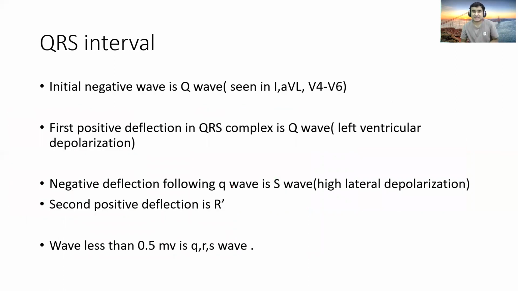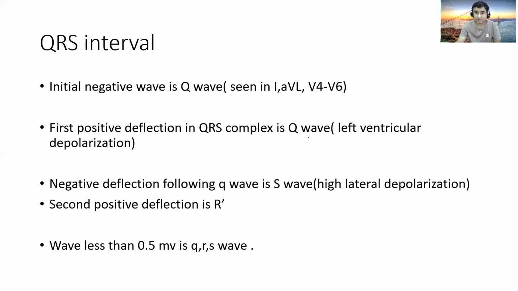Similarly, the QRS interval, as we have already discussed, is because of ventricular depolarization. And we have to be thorough about the nomenclature of the QRS complex. The initial negative wave is the Q wave. The Q wave is the first negative wave. The first positive wave in the QRS complex is the R wave.